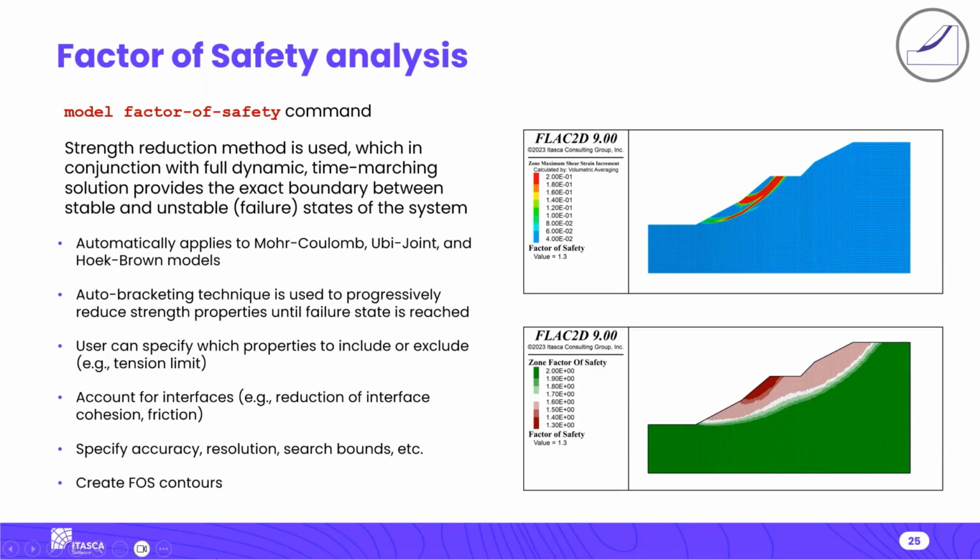It does automatic bracketing to progressively reduce strength properties until the failure state is reached. Users can specify which properties to include or exclude. For example, you can run a factor of safety analysis considering tension failure, for example, for tunnel roofs. You can account for the presence of interfaces and also reduce their properties like cohesion and friction. You can specify accuracy, resolution, and other properties. And you can create factor of safety contours as shown here, which will provide information on different factor of safety values at different locations in the model.